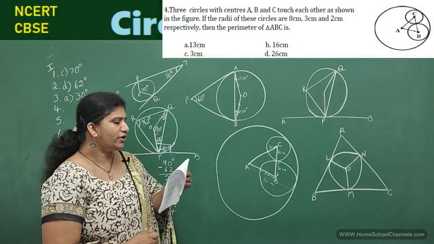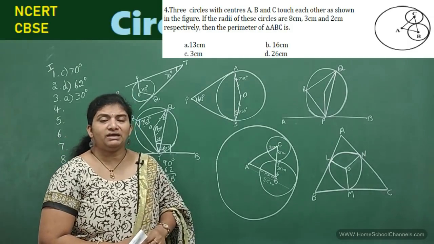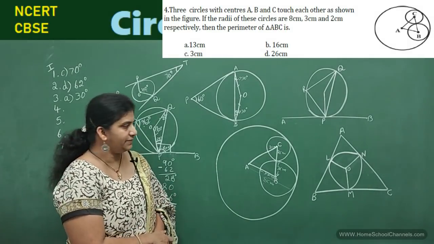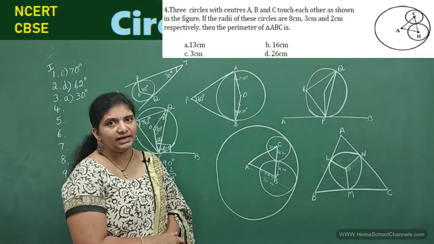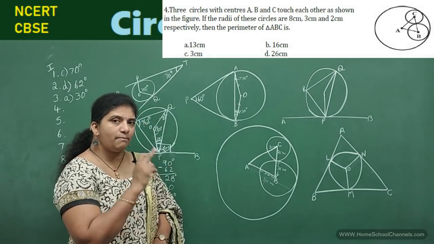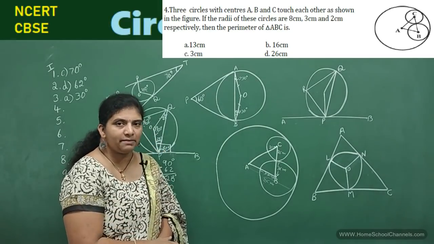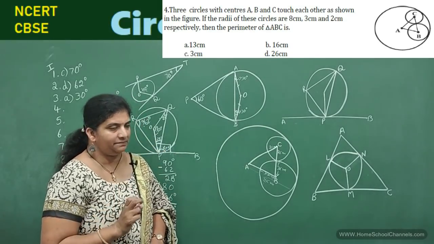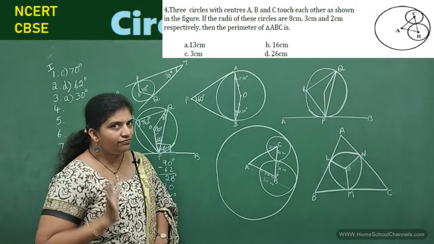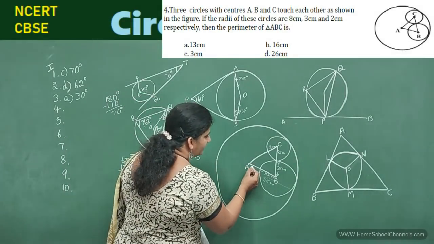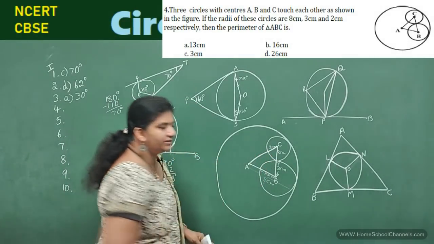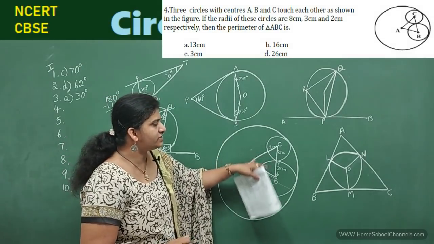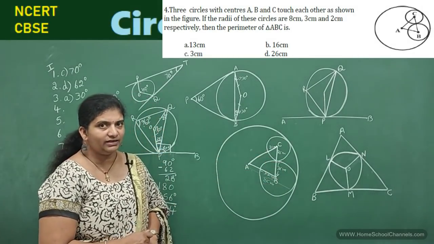What is your question? Find the perimeter of triangle ABC. Perimeter of the triangle ABC means the sum of 3 sides: AB plus BC plus CA. By observing the figure, you need to find this length and this length. If you know these two lengths, you can find the perimeter of the triangle.